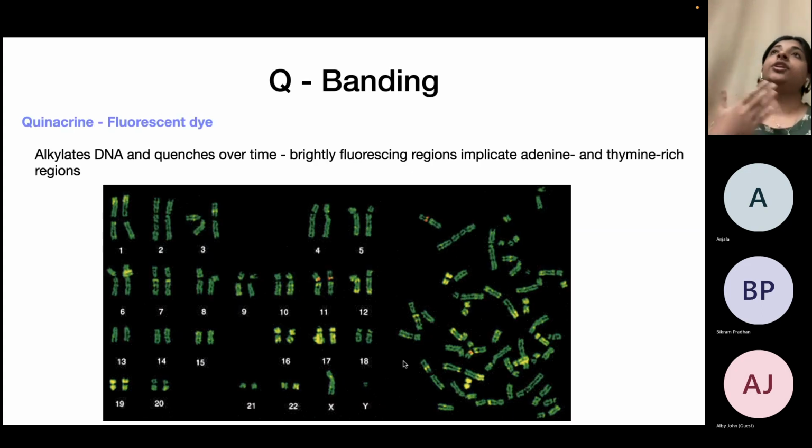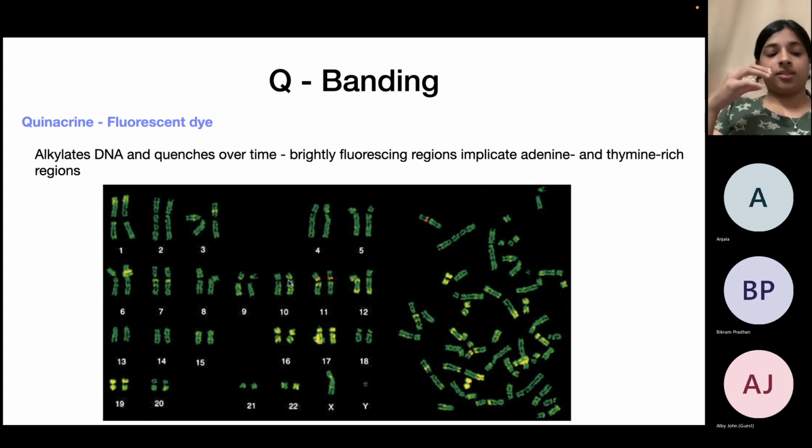So like I mentioned, there are different types of banding. It's based on what question you want to address, and we'll go one by one. And the first banding that was performed was known as the Q banding. Here, after fixing the cells and drying the slides, the chromosomes are stained with this fluorescent dye known as quinacrine. And what this basically does is it alkylates the DNA and in turn stains them.